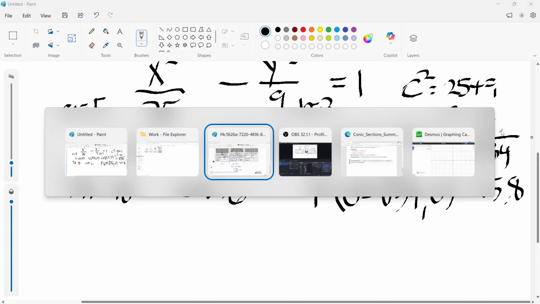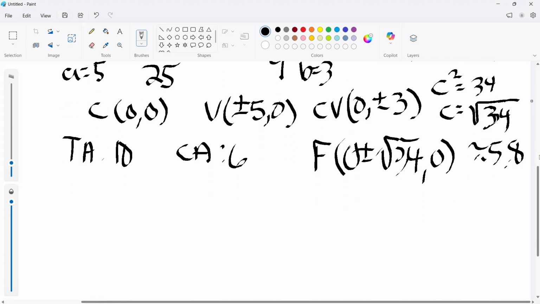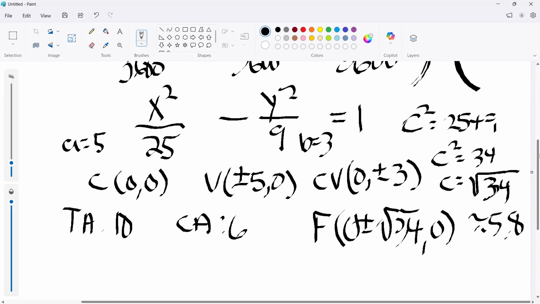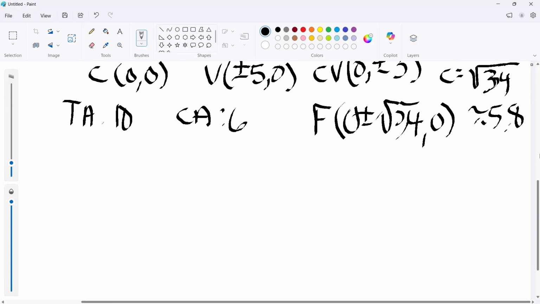Oh, yes, I think it asks for the asymptote. Where is my thing? Asymptote. So remember, the asymptote is y minus k equals plus or minus, if it's horizontal, it's b over a. If it's vertical, it's a over b. So this is horizontal, so it's y minus k, which is just y, because k is 0, equals plus or minus b over a, plus or minus 3/5 times x minus h, and h is just 0. So it's just x.